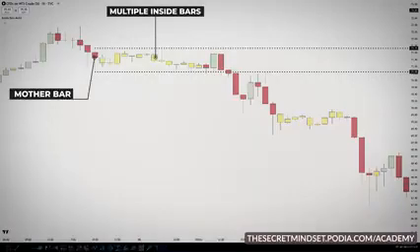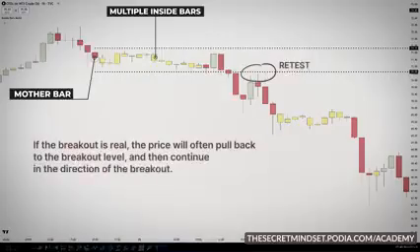After the breakout candle forms, wait to see the price reaction when it retests the breakout level. If the breakout is real, the price will often pull back to the breakout level and then continue in the direction of the breakout. If the price breaks out and then quickly reverses, it's a sign that the breakout was false.